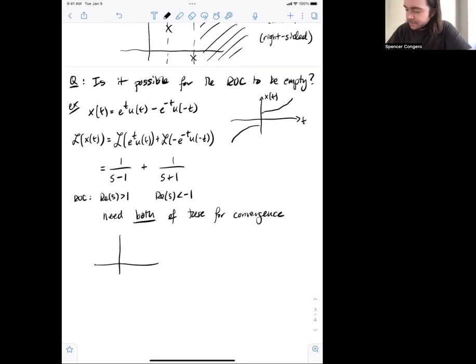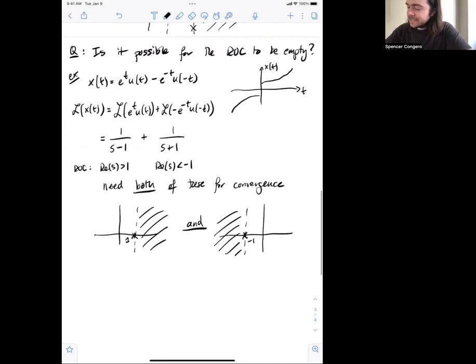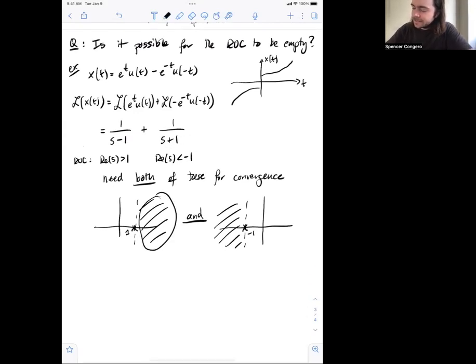So in other words, where's the pole here? It's when s equals 1, and the real part of s is greater than 1. We need our s value to be in that ROC, and we need our s value to be in this other ROC. The pole here is at -1, and the real part of s has to be less than -1. But wait a second, how can a point s be in this region and also in this region? Those two regions are disjoint. They have no intersection.